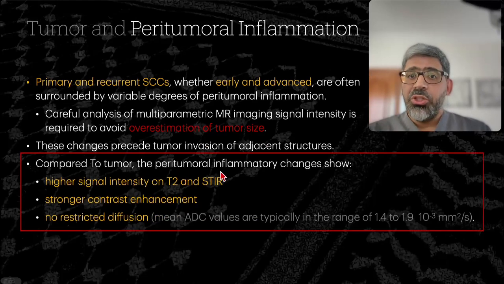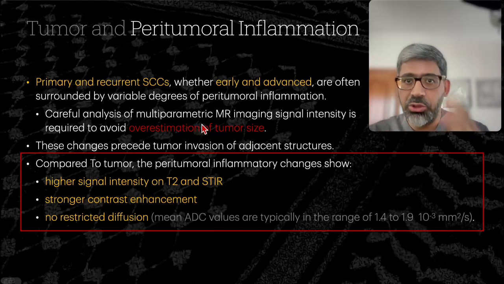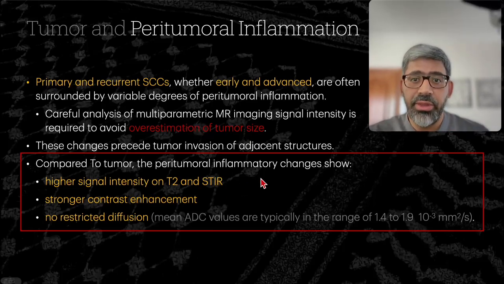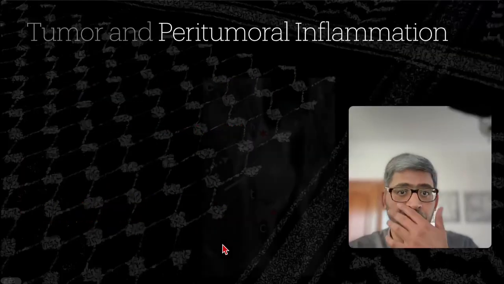In general, peritumoral inflammatory changes tend to have higher signal on T2 and STIR compared to the primary tumor, which tends to show intermediate signal. These inflammatory changes also tend to show more intense contrast enhancement and tend to show no diffusion restriction.